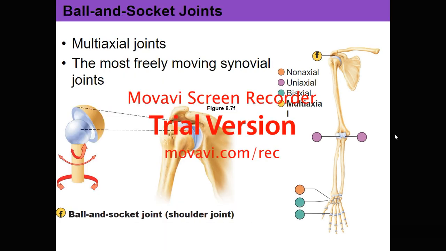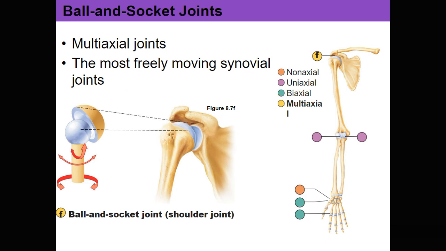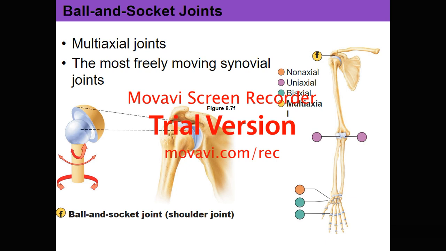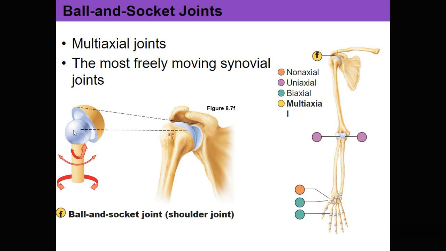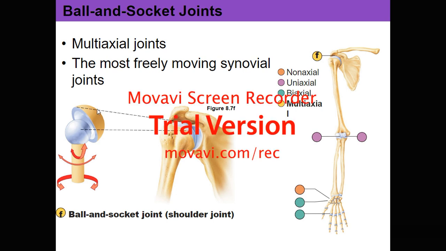The ball and socket joint is a multi-axial joint, so you have movement in all three planes: flexion, extension, adduction, abduction, and rotation. The ball and socket joint of your shoulder is a good example, and your hip joint is another example of multi-axial joints. What you have is essentially a spherical head right here, then a cup-like socket. So that's the shapes of the articulating bones.